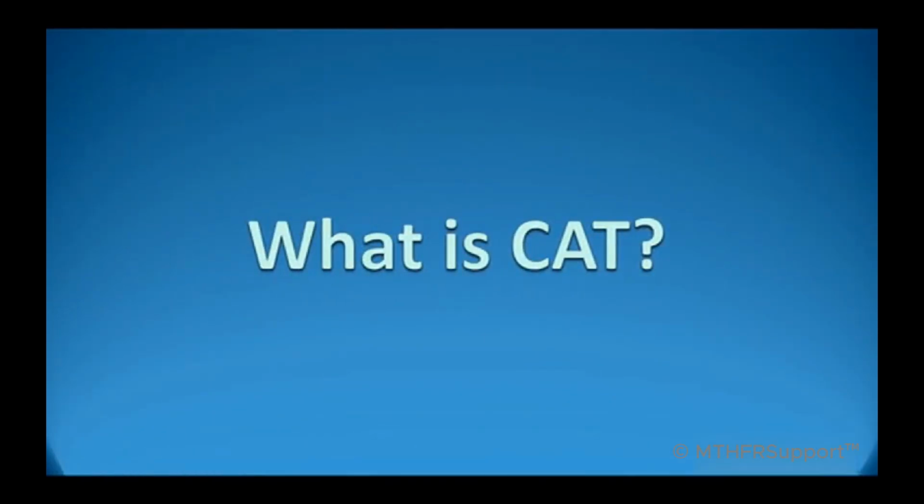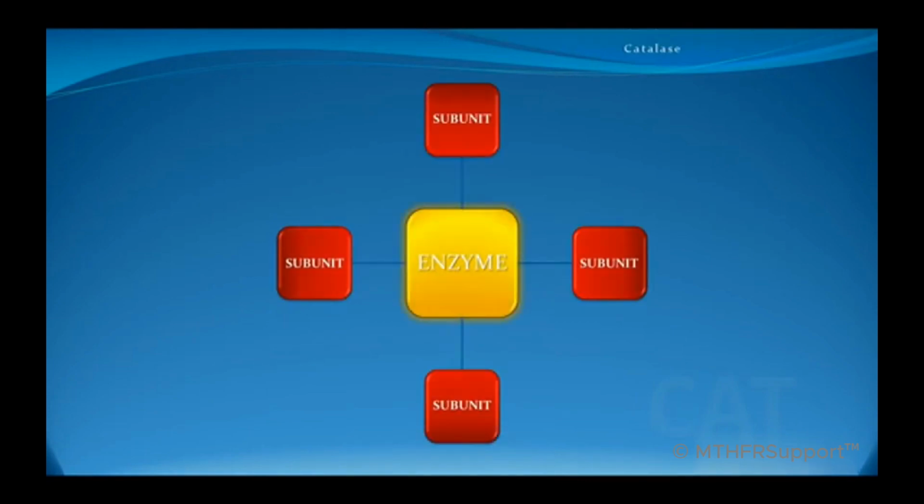CAT. The CAT gene provides instructions for making pieces or subunits of an enzyme called catalase. 4 identical subunits, each attached or bound to an iron-containing molecule called a heme group, form the functional enzyme.